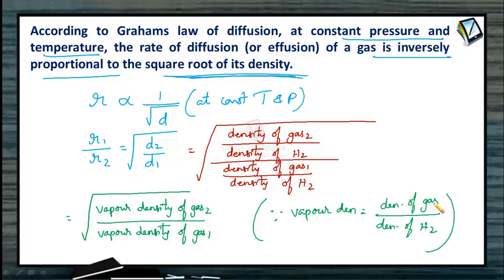So in place of density of gas upon density of hydrogen, we can write vapor density of gas 2. Similarly for the case of gas 1 also. Suppose we multiply the vapor density of both these gases with 2, what will we get? Now R1 by R2 is equal to 2 into vapor density of gas 2 upon 2 into vapor density of gas 1.